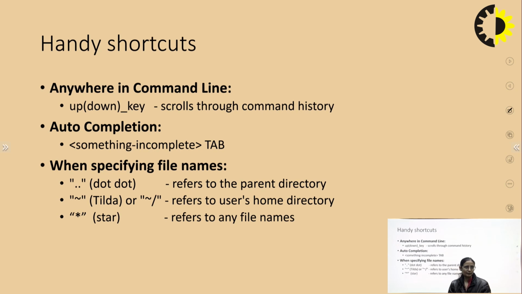These are related to wild characters, which we will discuss later on. So what are the shortcuts which you can have on a Linux CLI interface? You can use the up and down keys to scroll through the command history. For auto completion, you can use the tab button when specifying file names. The double dot refers to the parent directory, and the tilde refers to the home directory. So whenever you are not aware of the name of your parent directory, you always use the double dot, and if you want to go to your home directory, you will use the tilde symbol. And what is the star? It refers to any file names. It is a wild character which we will see later on.